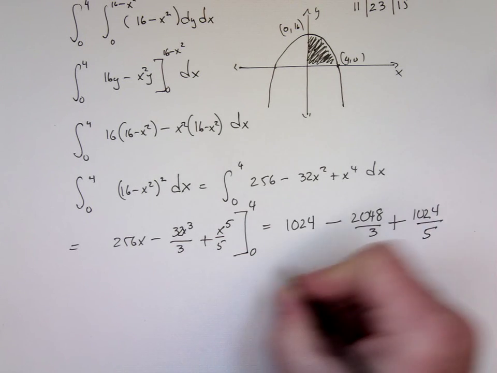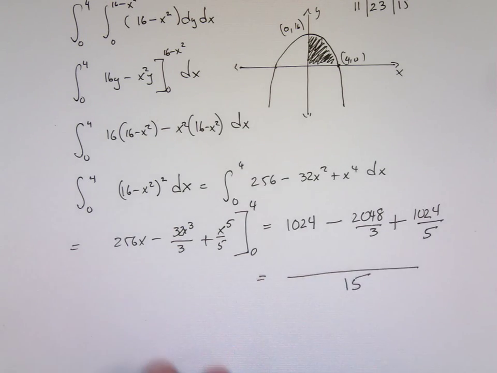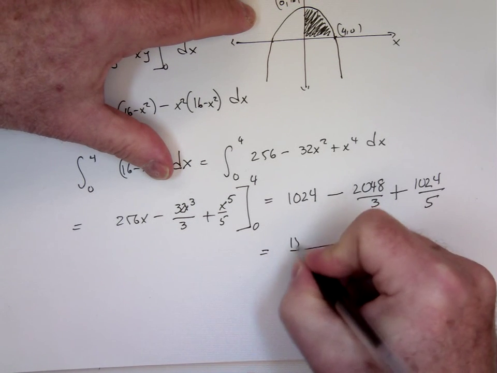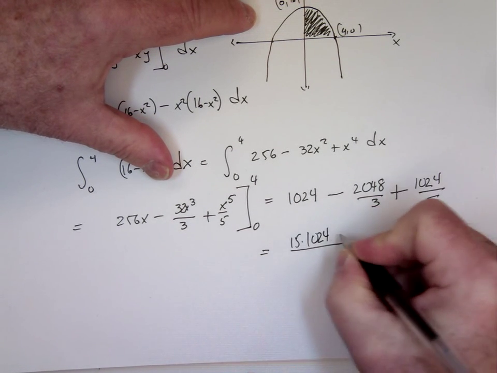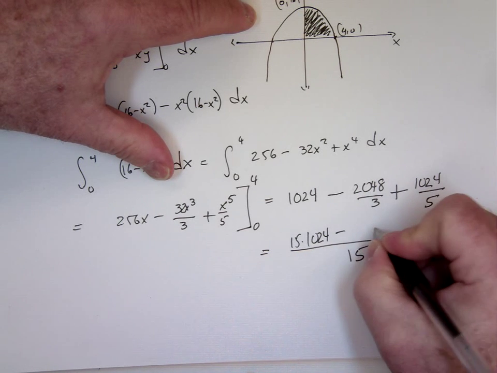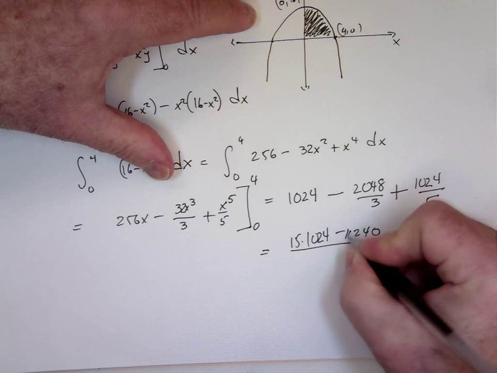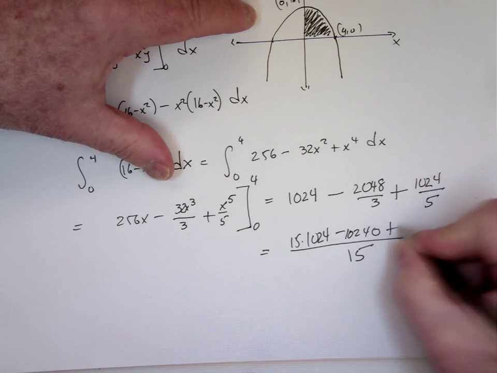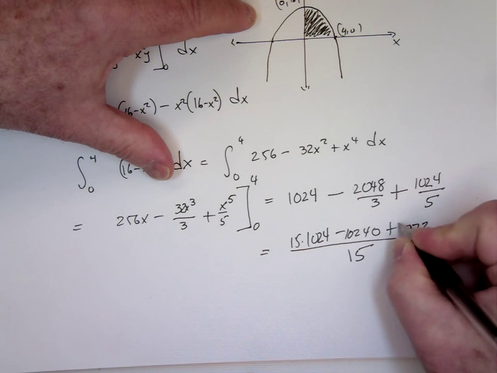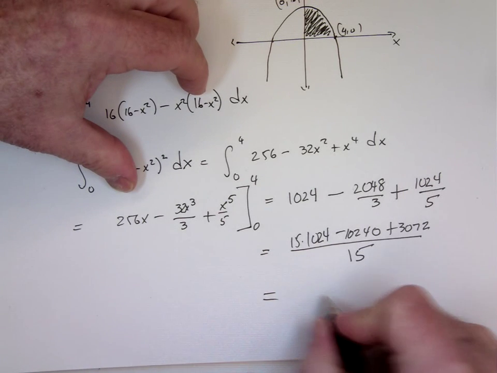Okay. Oh, boy. So we could put everything over 15. All right, so we get 15 times this. 5 times this is 40, 24, 2, this. And then a 3 times that, 12, 7. All right, I don't know what we get. We get something over 15.